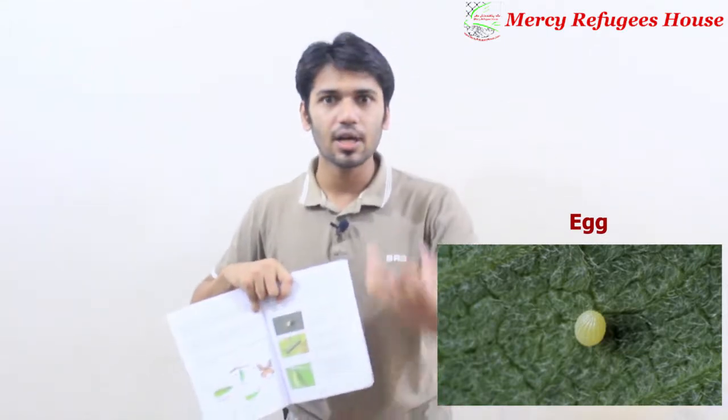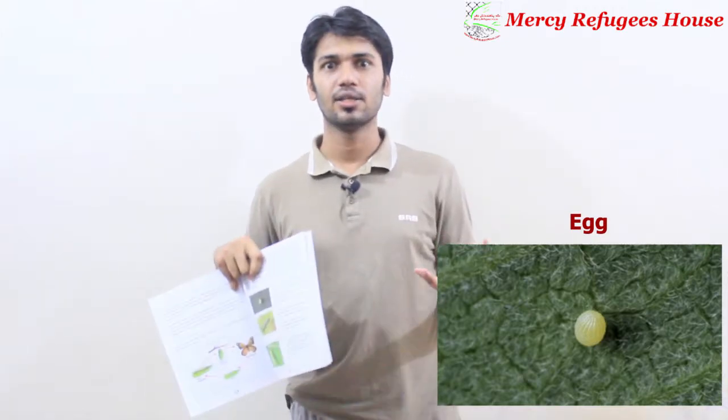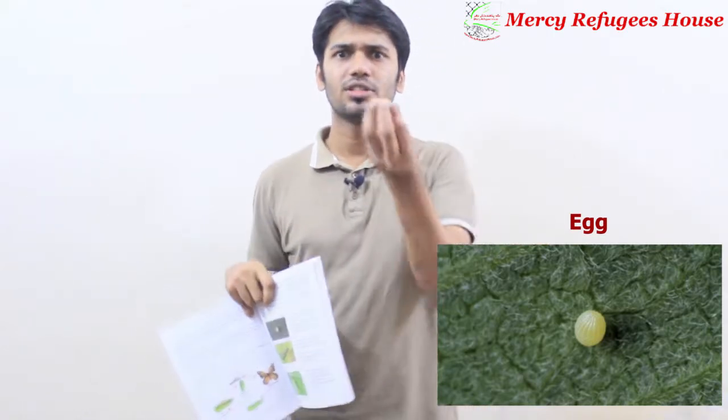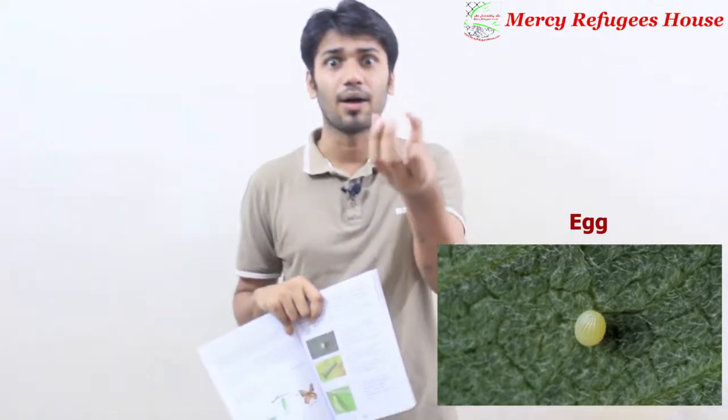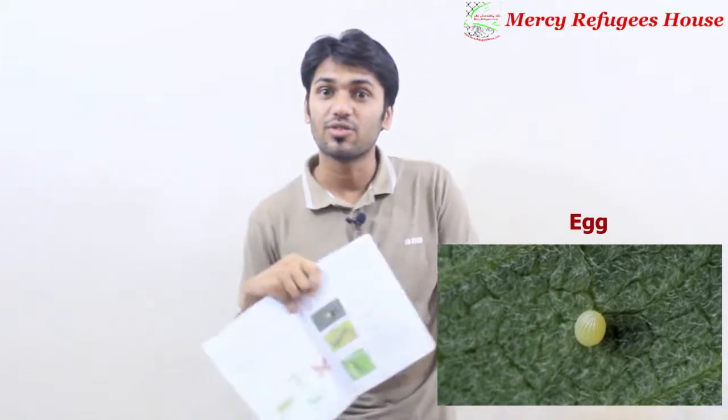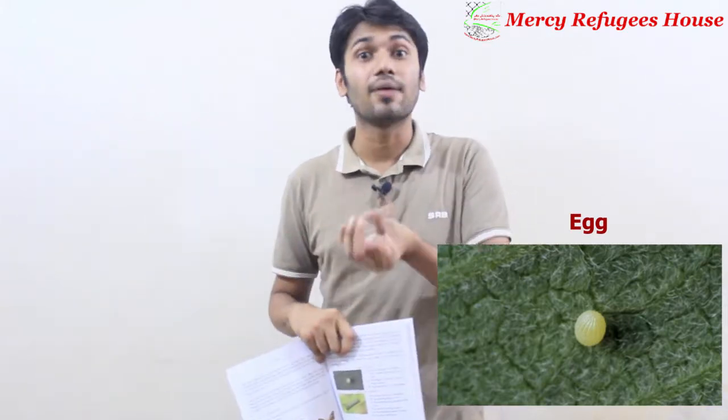Who lays the eggs? It's the woman butterfly. They lay the eggs. Now, some eggs of butterflies are round, some are oval, and some even have different shapes. So we really can't say all the butterflies have the same shape of egg.